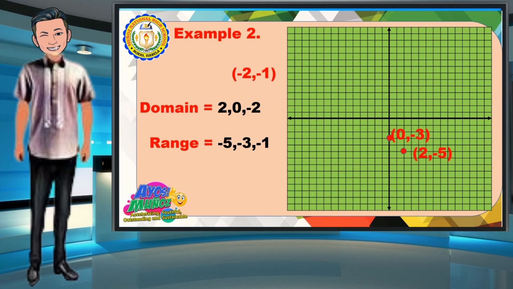And the last point, we have negative 2 and negative 1. The point belongs to quadrant 3, since we have negative for the value of x and negative for the value of y. So we're going to connect all these points. We form a line graph. So this is the graph of the given function, or example number 2.